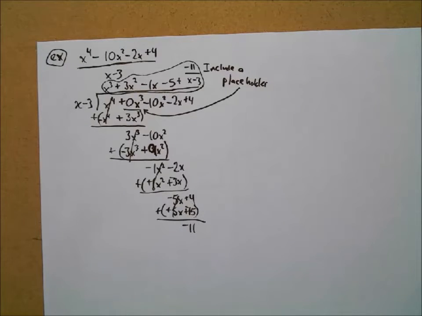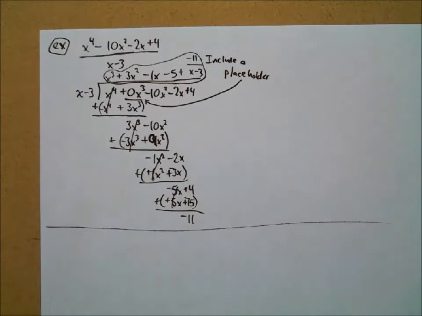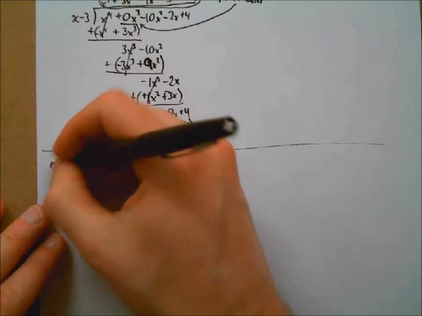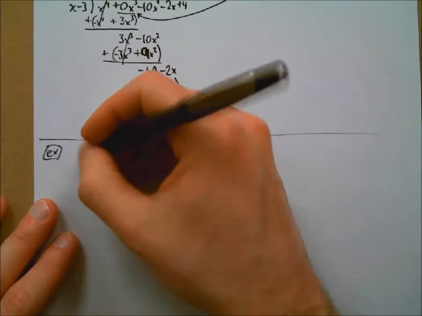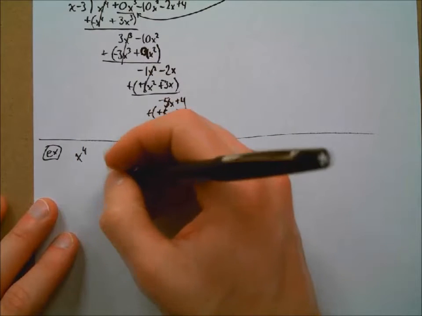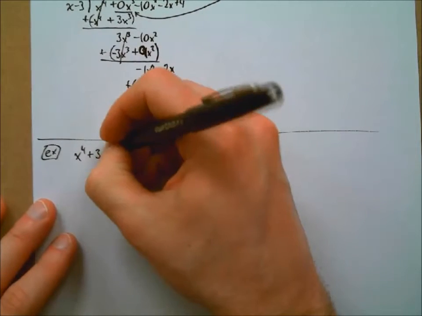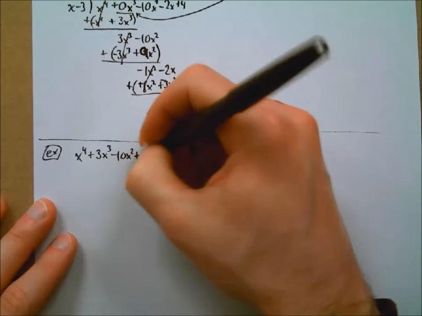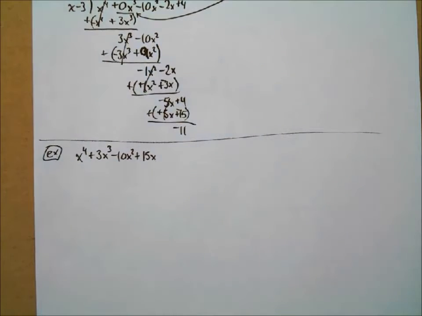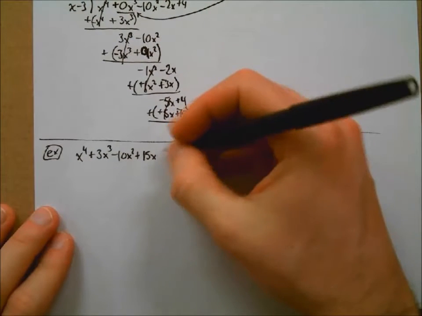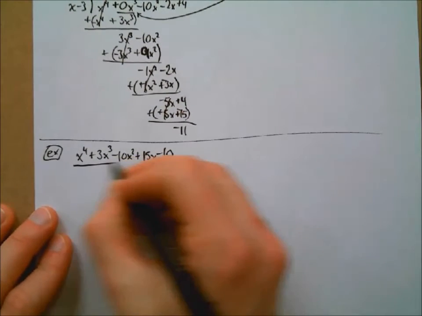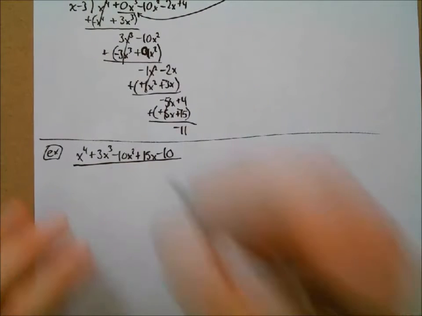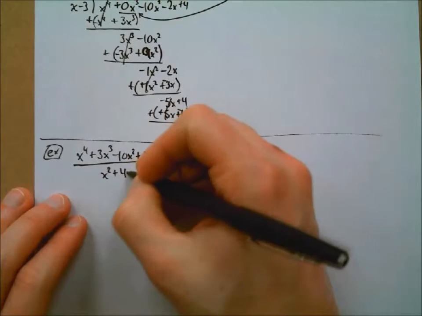Yep, you're welcome. All right, let's try another one here. Yes, we'll do one more here together. And then we'll move on to synthetic division. Okay. X to the fourth plus 3x cubed minus 10x squared plus 15x minus 10 divided by x squared plus 4x minus 6.